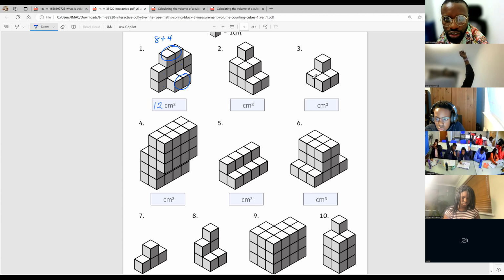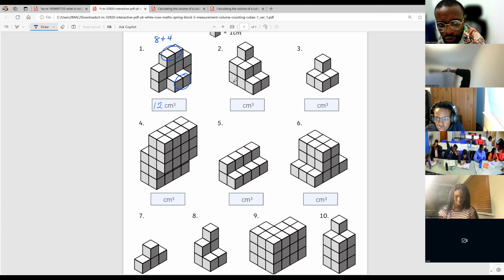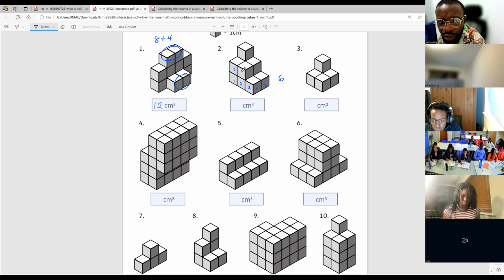Very good. So let's see. This is 1, 2, 3, and this is 1, 2. That means underneath we've got 6. All right. So let's count 1, 2. This is another 1, 2, and 1, 2. So this is 4, and this is 1. 1 plus 4 plus 6 is.